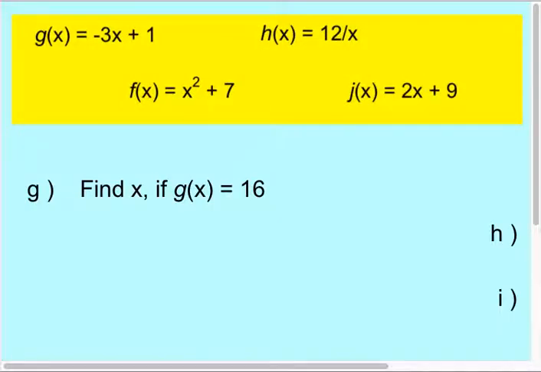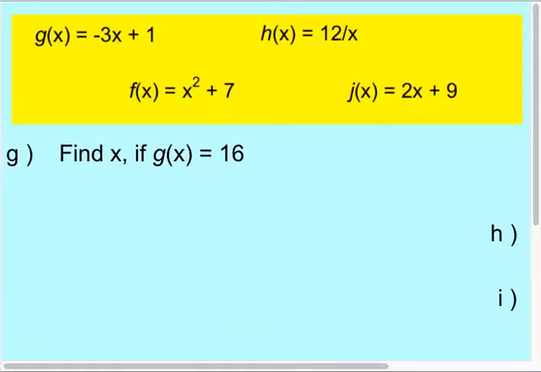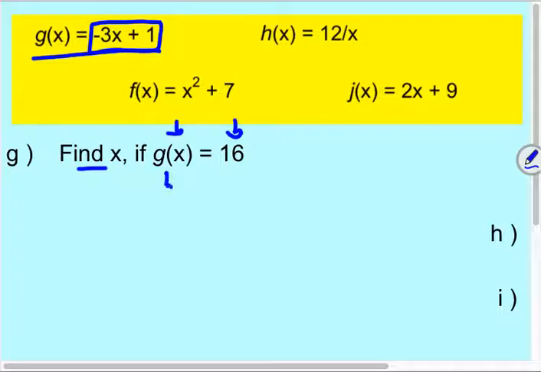Okay, this is a little bit different now. They're saying your output is 16. They say find x if g of x equals 16. So first of all, we're working with this function up here. And they're saying your output is 16. Well, here's the rule to find your output. So you're going to replace g of x with that negative 3x plus 1 and just set it equal to 16 and solve. And if you solve this for x, that'll be your x value.